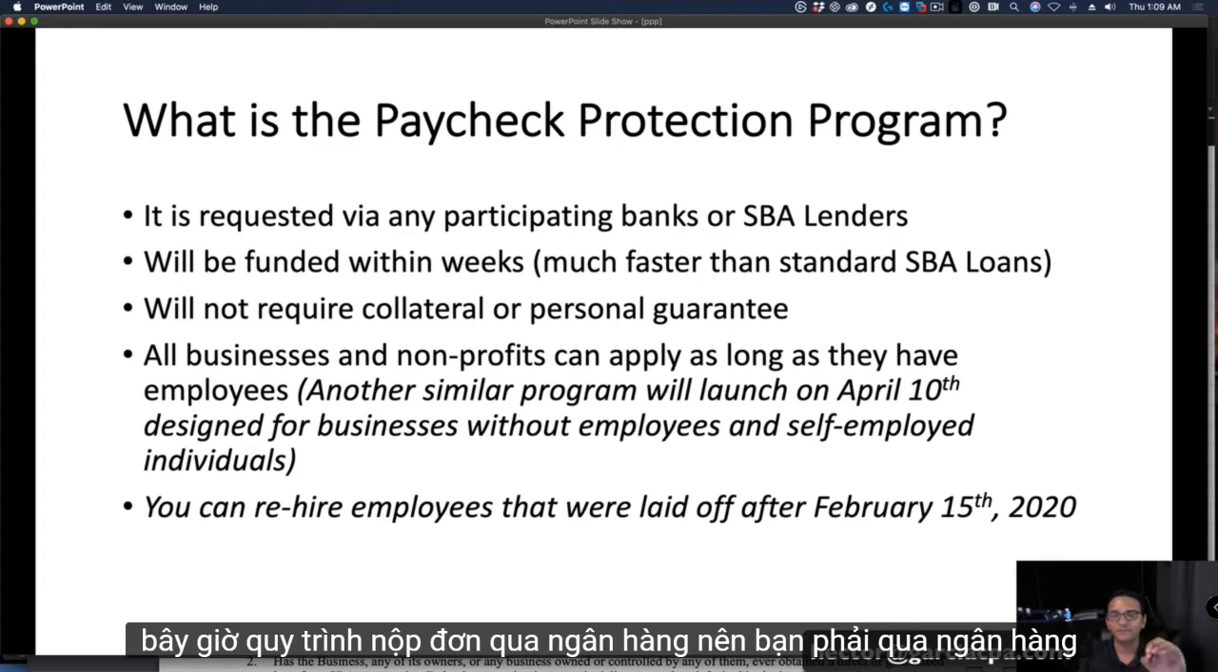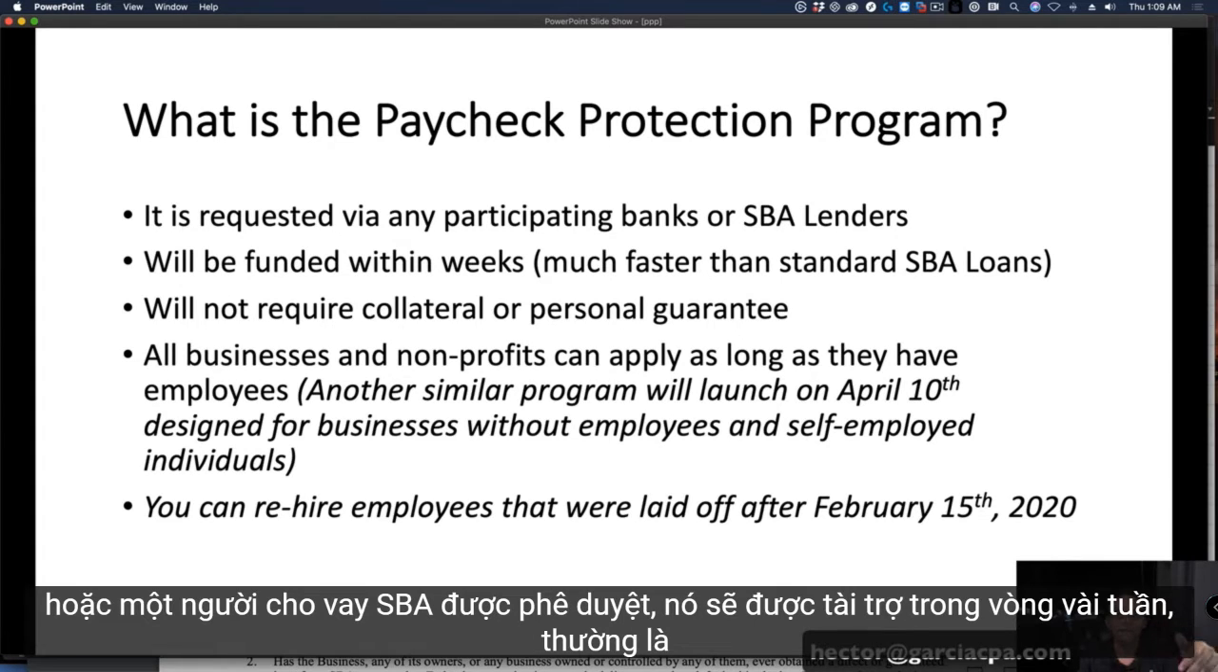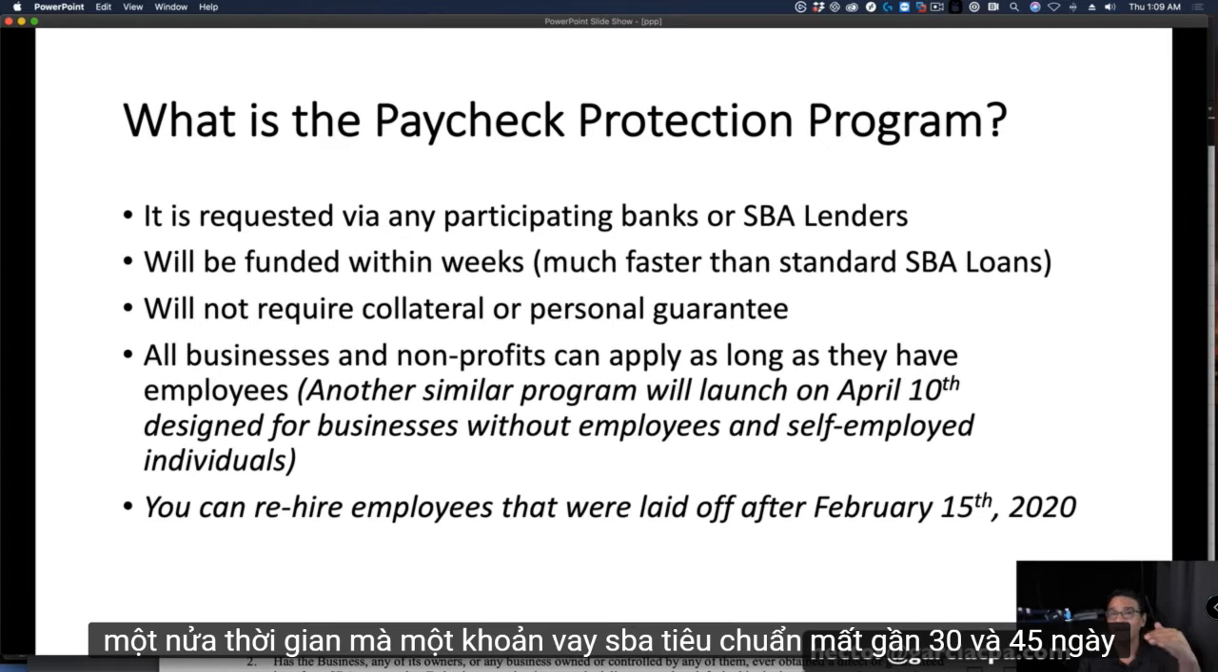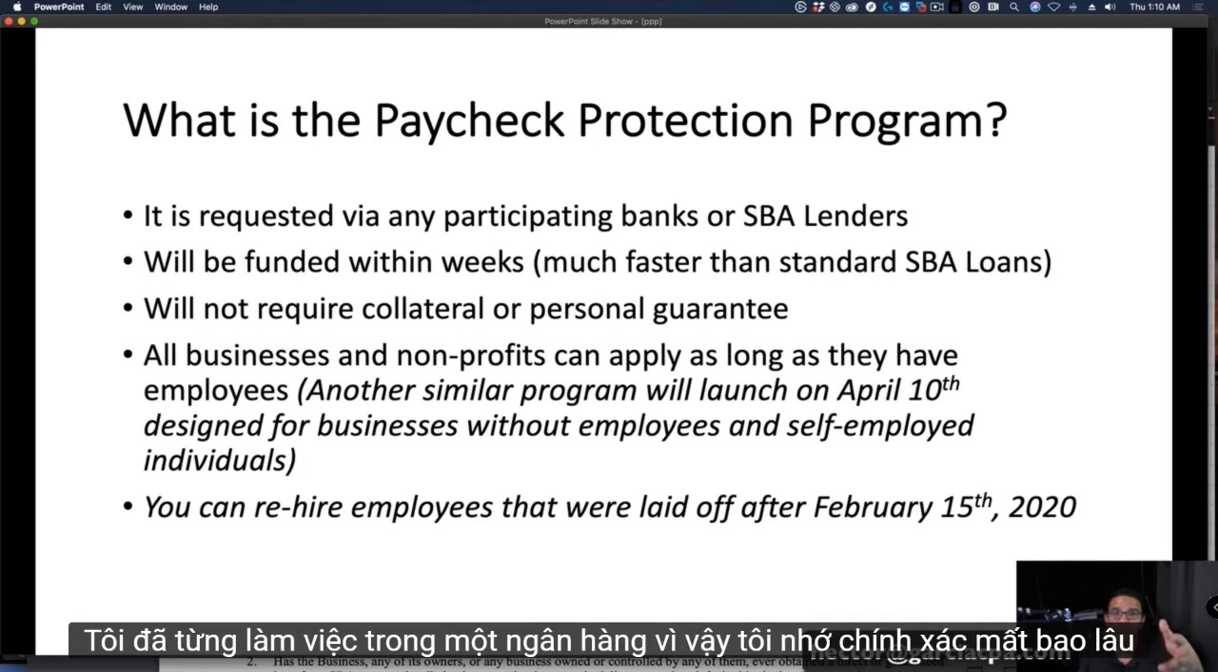Now, the application process is through a bank. So you have to go through your bank or an approved SBA lender. It will be funded within weeks, which is typically half the time that a standard SBA loan takes, which is closer to 30 to 45 days. I used to work in a bank, so I remember exactly how long that took.